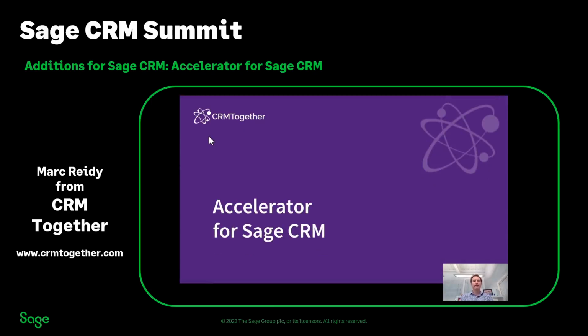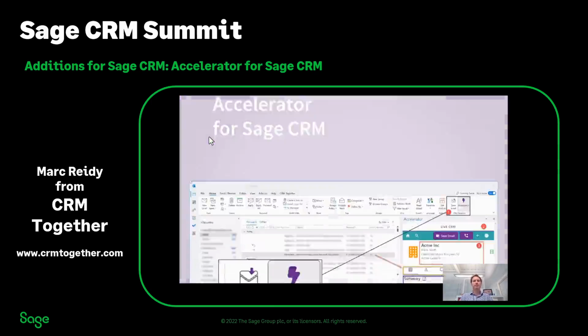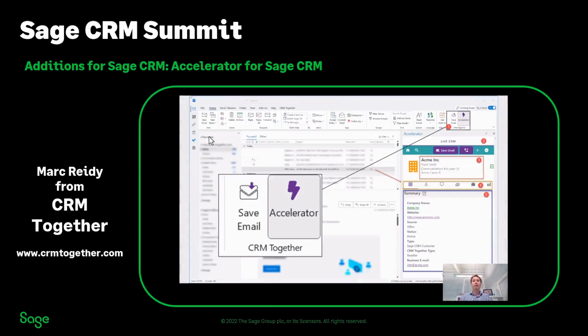So the product itself, Accelerator for Sage CRM. Well, firstly, I'm just going to show you a screenshot. And in this screenshot, you can see that we've just magnified the core buttons that people see. And you can, of course, see that we've got two main buttons, the Accelerator one, and you can see it's pressed there, and it's showing the task pane on the right-hand side of the screen, numbered as 2 in this example.